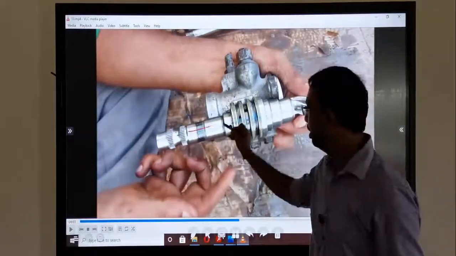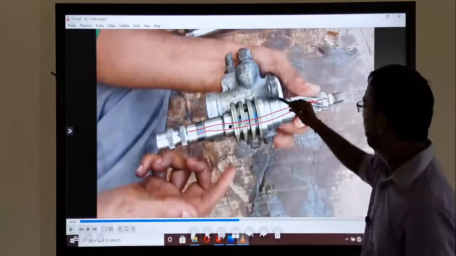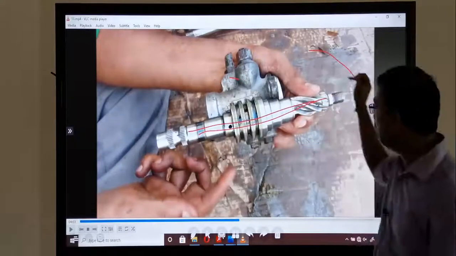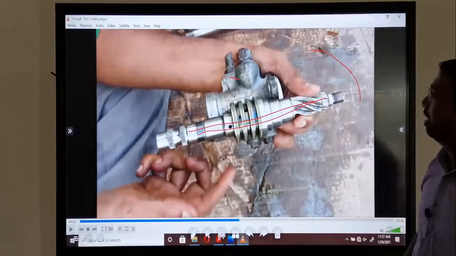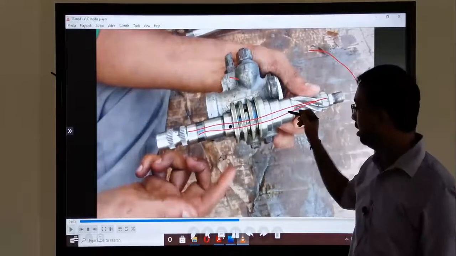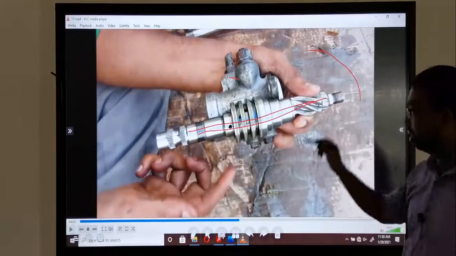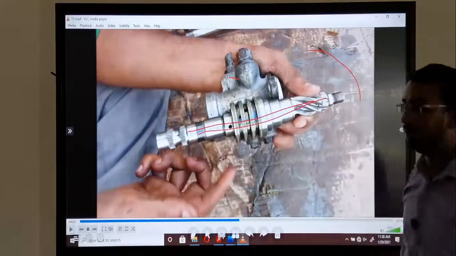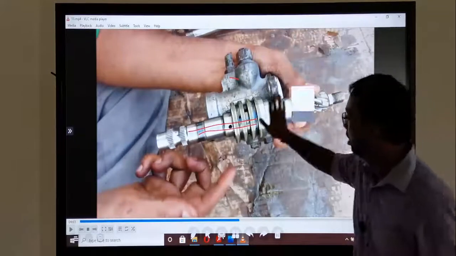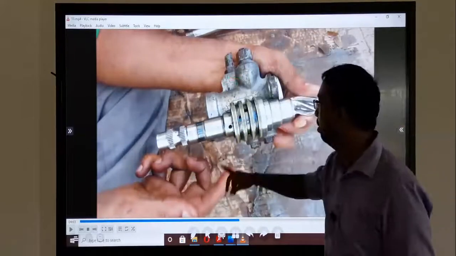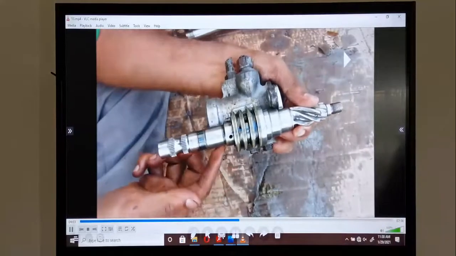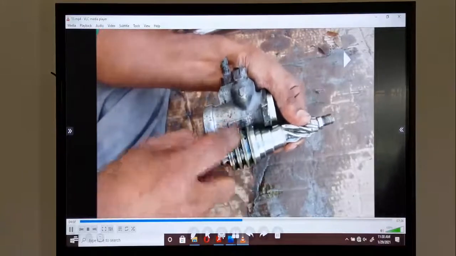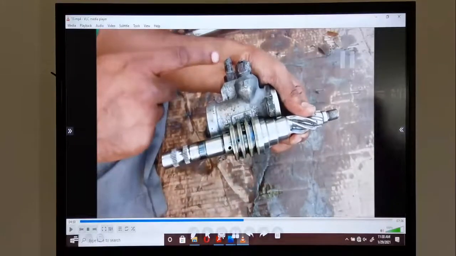Inside of this there is a torsion bar. That means this input shaft and this output shaft are not directly connected. The output shaft and input shaft are connected along this torsion bar. Now you can see some holes here.